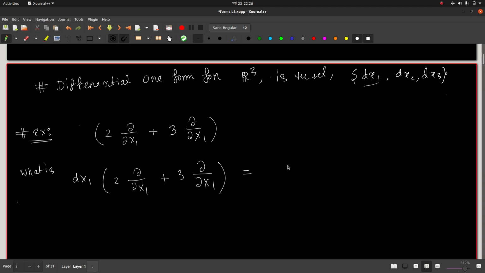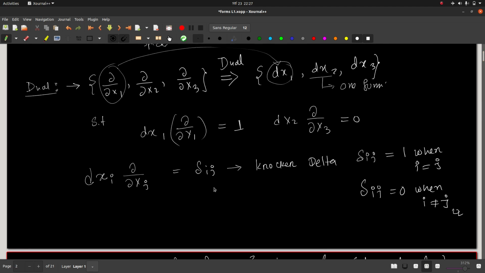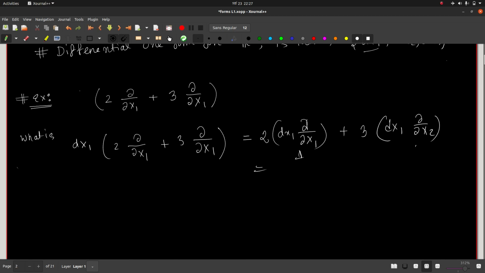This is pretty easy. You just multiply them as we have seen before. You take the 2 out according to the second property that was introduced in the definition, and you have dx1 acting on the partial of x1, like this. You have 3 dx1 acting on the partial of x2, and from the definition that we saw a few minutes ago, you can immediately recognize that this is just 1 and this is also 1, so you have 2 plus 3, which is equal to 5.